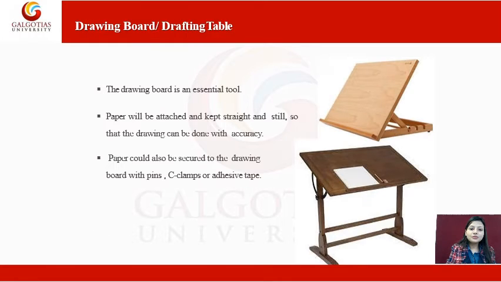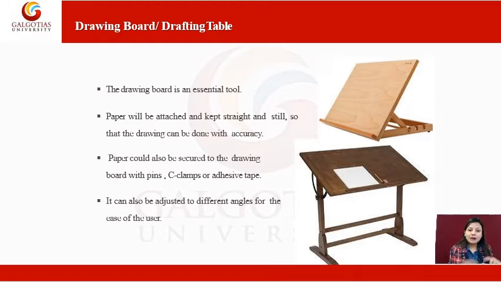So what is a drawing board and drafting table? As you see in this image, these are the drawing board, or you can say drafting table. The drawing board is an essential tool. Paper will be attached and kept straight and still so that the drawing can be done with accuracy. When you paste the paper, the parallel bar should move straight.